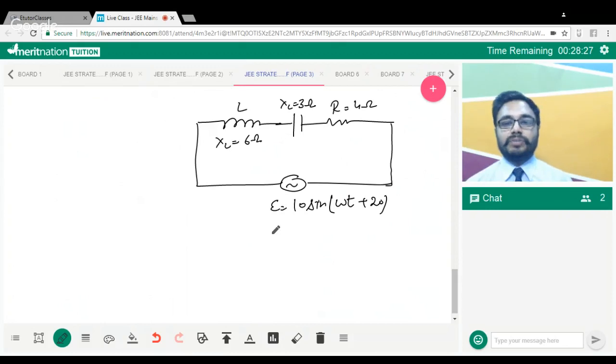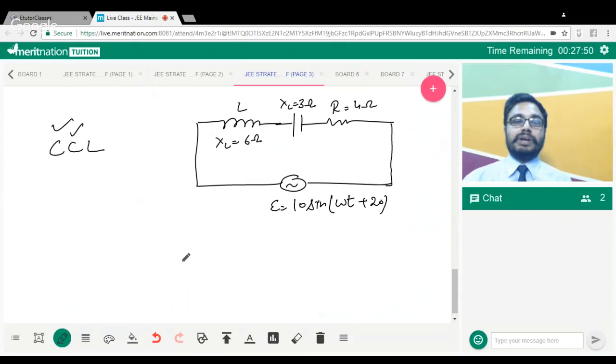We have to find the potential across the capacitor or the potential across the inductor. In an inductor, the voltage is leading, and in a capacitor, the current is leading the voltage. How to learn this? Learn CIVIL. In a capacitor, current will lead. Learn this. In a capacitor, current will lead, and in an inductor, voltage will lead.